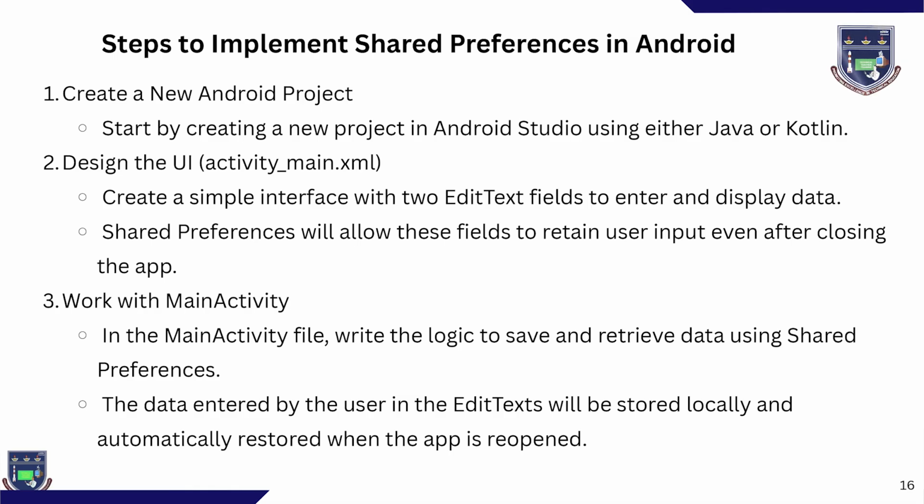Here, we open the main activity file. You will write the code to save and retrieve the data using shared preferences. This allows the data entered in the edit text fields to be saved locally and automatically restored when you reopen the application. In short, shared preferences is a simple and powerful way to store small pieces of user data like form inputs or settings, so the users don't need to enter them again each time they use your application.